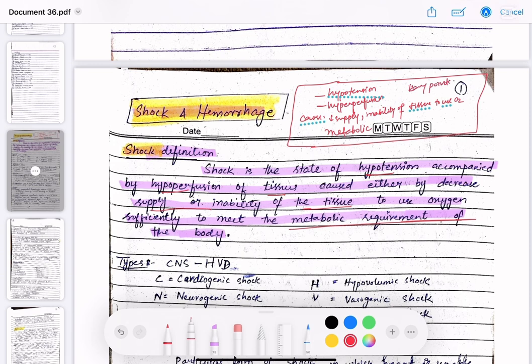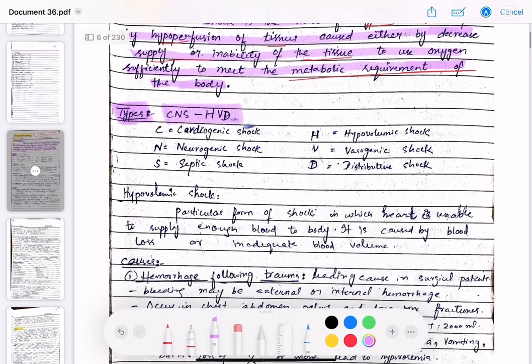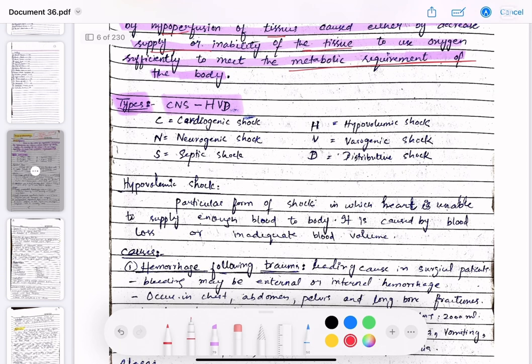Now the types of shock: we have CNS HVD. For C, cardiogenic shock. For N, neurogenic shock. And for S, septic shock. And for HVD, we have hypovolemic shock, vasogenic shock, and distributive shock. Okay, cardiogenic shock, neurogenic shock, and septic shock, then hypovolemic shock, vasogenic shock, and distributive shock.